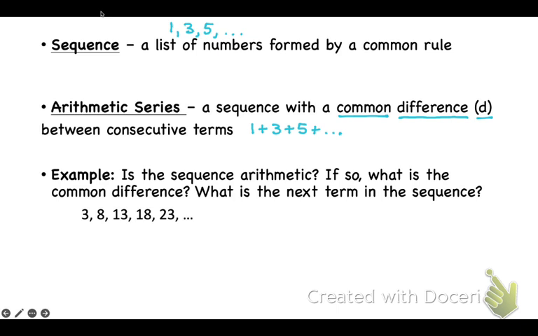Okay, so I have 1, 3, 5. What is my common difference? 2. So my common difference is 2. What if I had 5, 3, 1? What's my common difference? Negative 2.